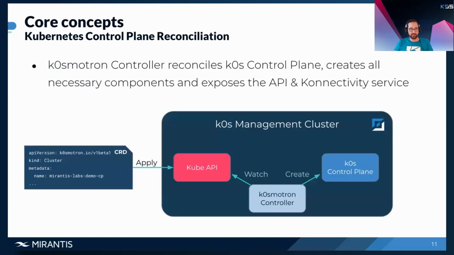So I've mentioned earlier that the k0smotron controller will do the reconciliation. So the k0smotron controller will look into those CRDs as soon as they are applied, create all necessary components, and expose the Kubernetes API and connectivity service. As soon as we apply the CRD, the k0smotron controller sees this CRD in the Kubernetes API store and will create those control planes. Of course, now the question is, how do those control planes look like?